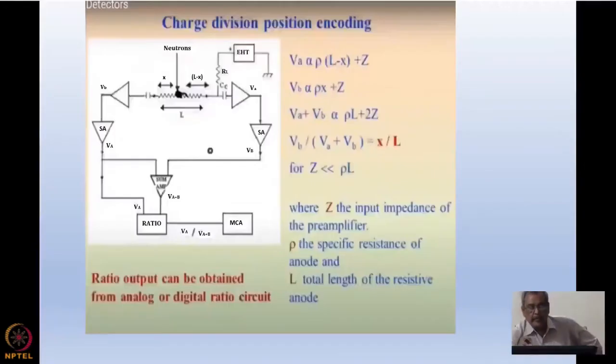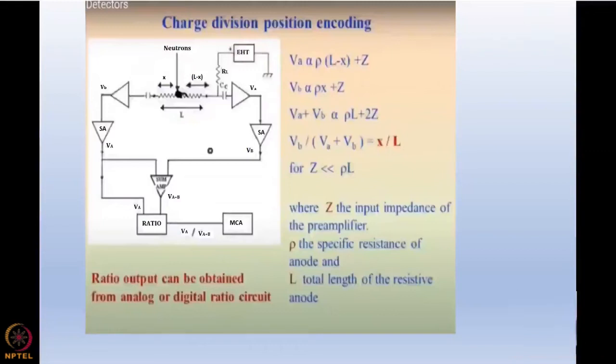So now you see, at both ends we have preamplifiers, then spectroscopic amplifiers, then a circuit which does this algebra. So let us talk about the voltage at this end and the voltage at this end. And what is the Z? Z is the input impedance of the preamplifier.